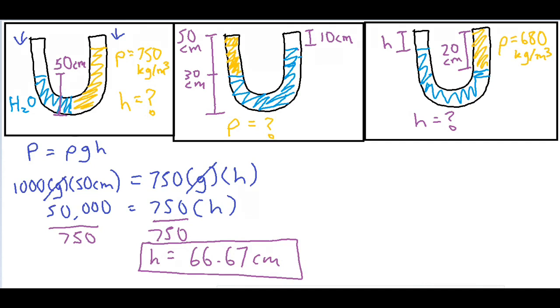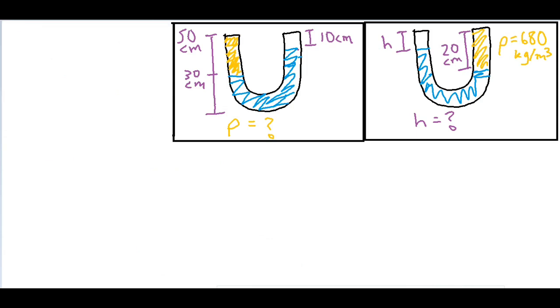Since my original unit for the height was in centimeters, my answer for my final height calculation is also going to be in centimeters. Okay, so that is our first calculation. Let's go ahead and move to our second one. Now, for our second calculation, we have a bit of a different scenario here. We have some kind of unknown fluid that's yellow over here, and then we have water filling most of the tube on the bottom portion and then up on the right as well.